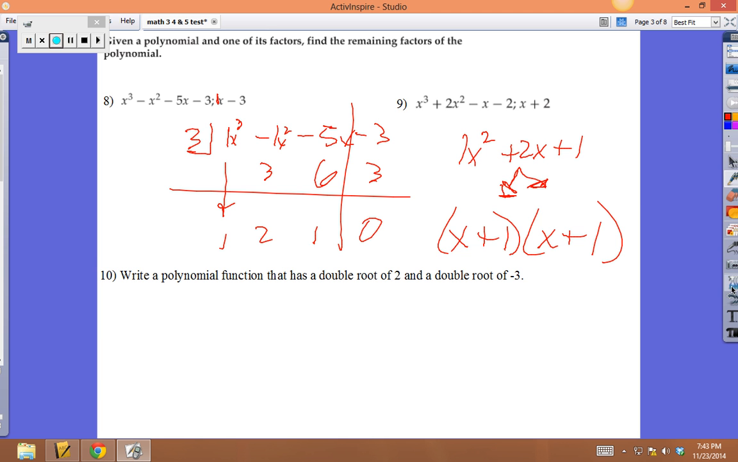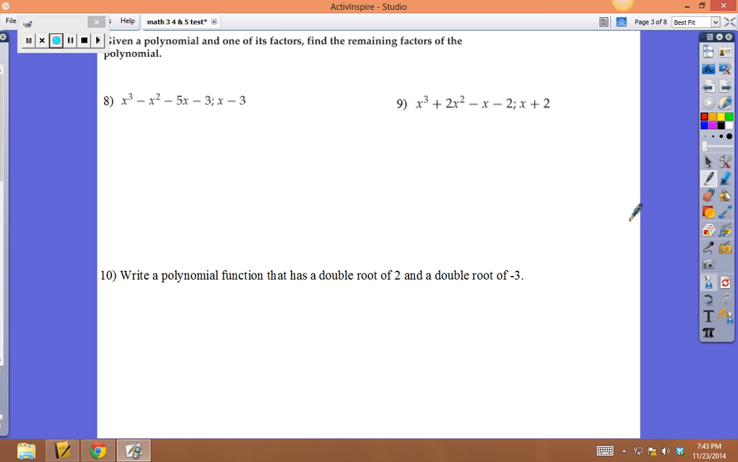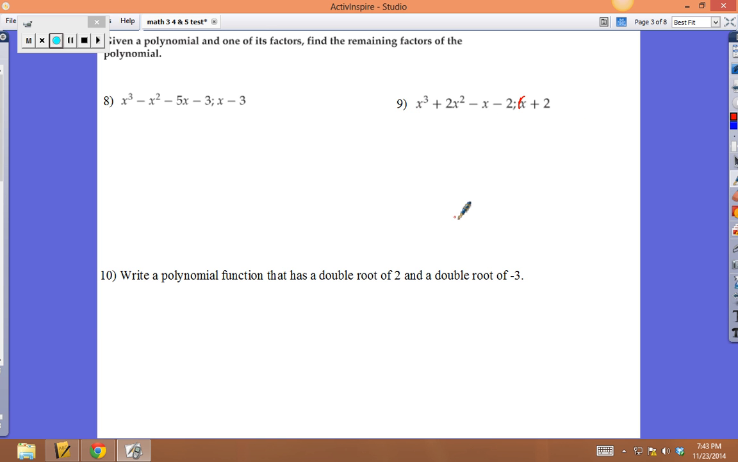Okay, number 9. Same thing, and we again can use synthetic division because it starts with a 1. So if it was like 2x plus 4, you cannot use synthetic division. You got to divide that out the long way. So if we can use synthetic, let's put a negative 2 in there, a 1 cubed, a 2x squared, a negative 1x, and a negative 2.